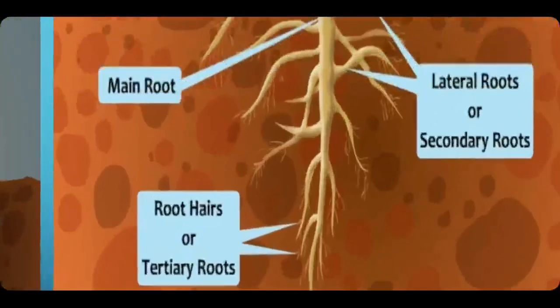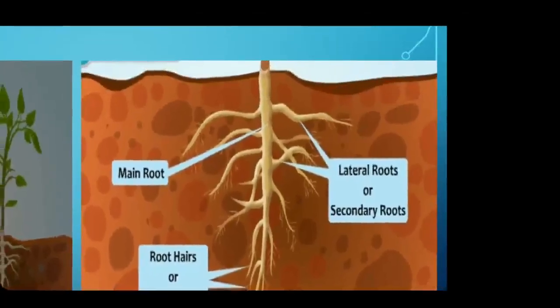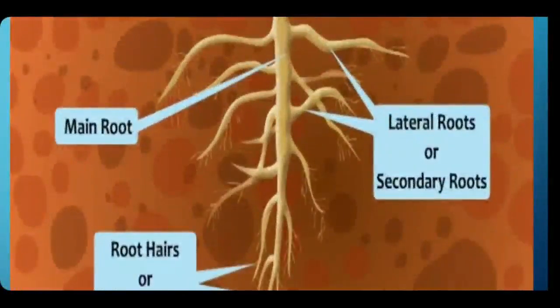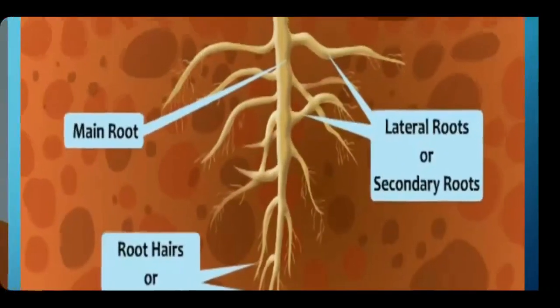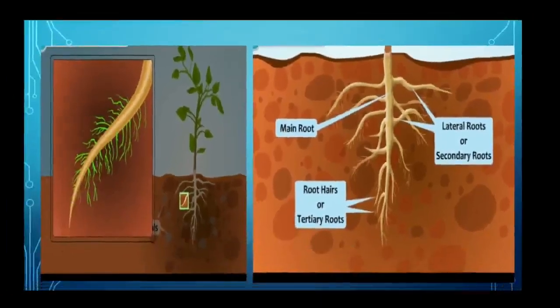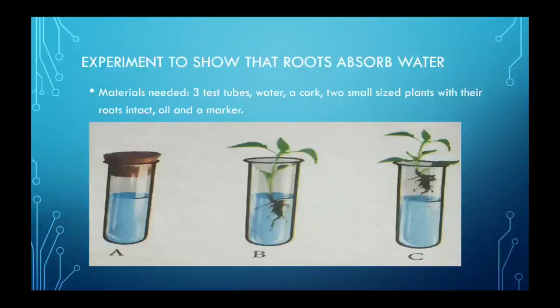Okay, so the main root is the primary root, and along with it there are lateral roots. These lateral roots have root hair, which helps to trap water from the soil. So now you have got it, the roots are responsible for absorption of water. Let us find it out with the experiment.